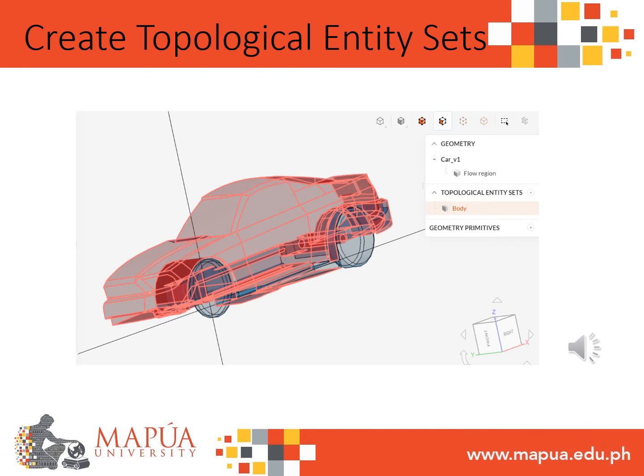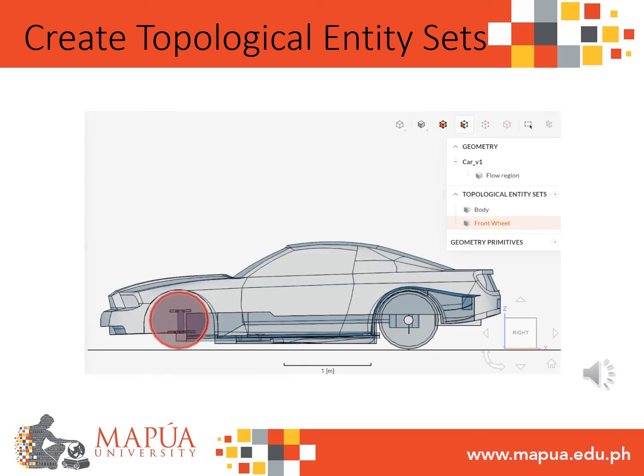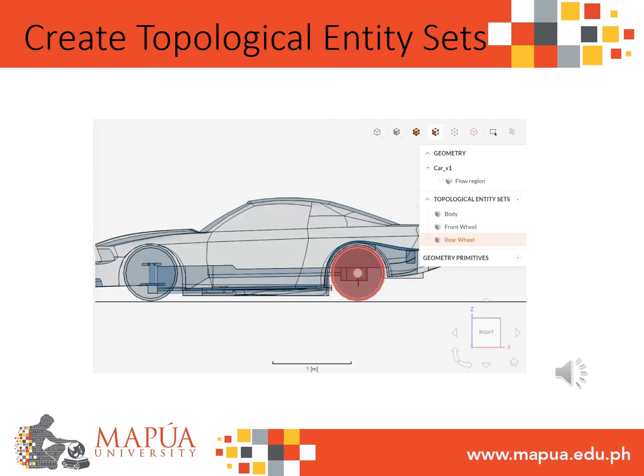We have the body of a car as one of our topological entity sets. We will also create a topological entity set for the front wheel. And lastly, we will also create a separate topological entity set for our rear wheel.